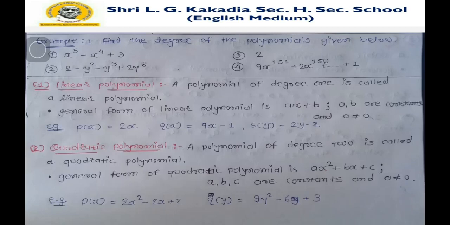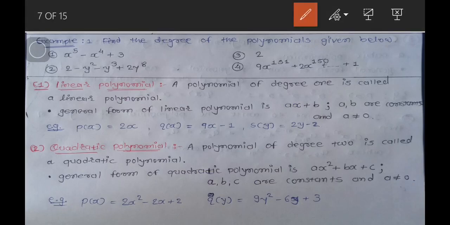Now here are some examples given as below. Then we will find the degree of the polynomials. The first example: x raised to 5 minus x raised to 4 plus 3. Here the highest power in this polynomial is x raised to 5. Then the degree of this polynomial is 5.